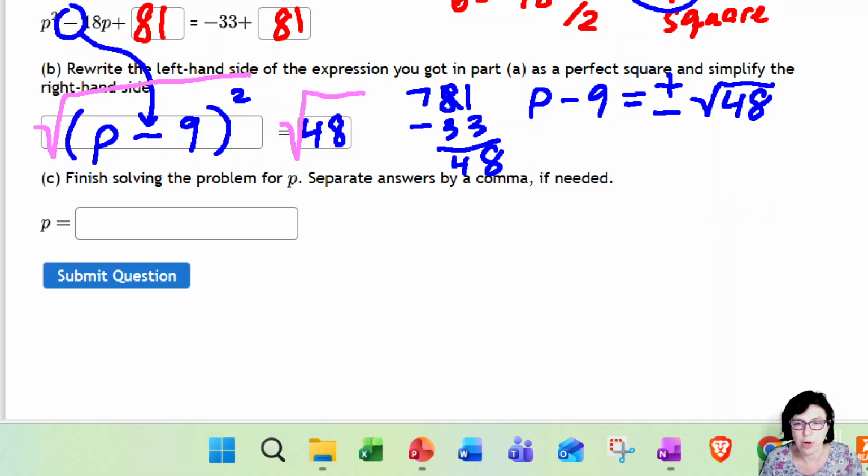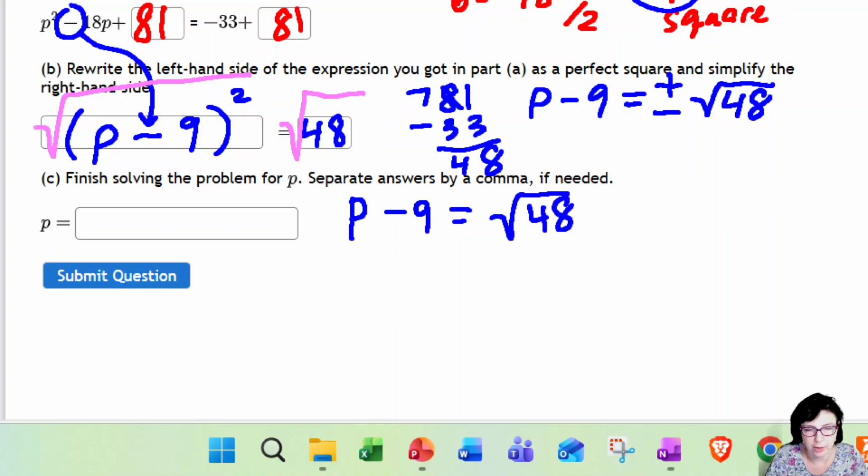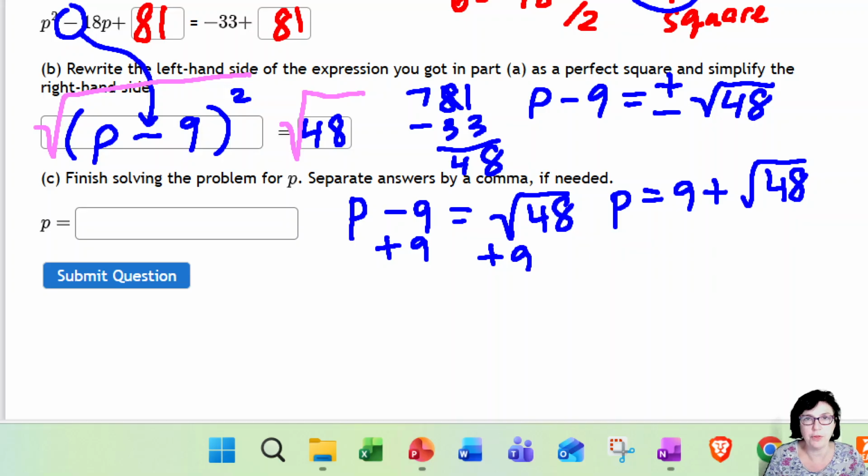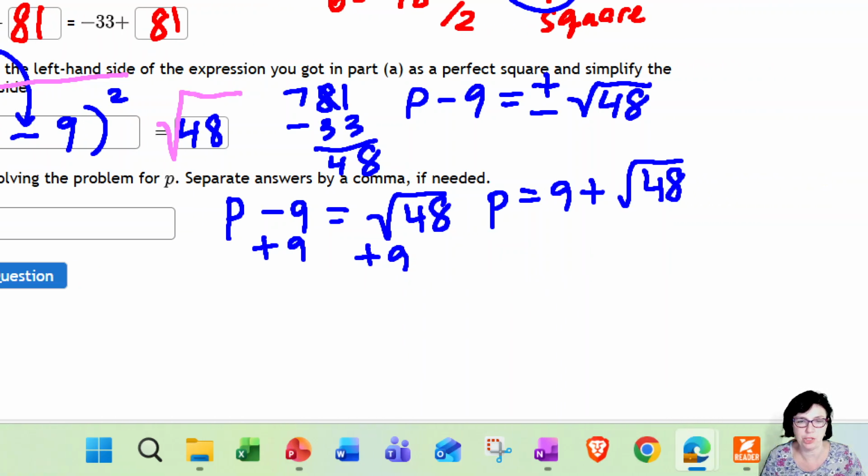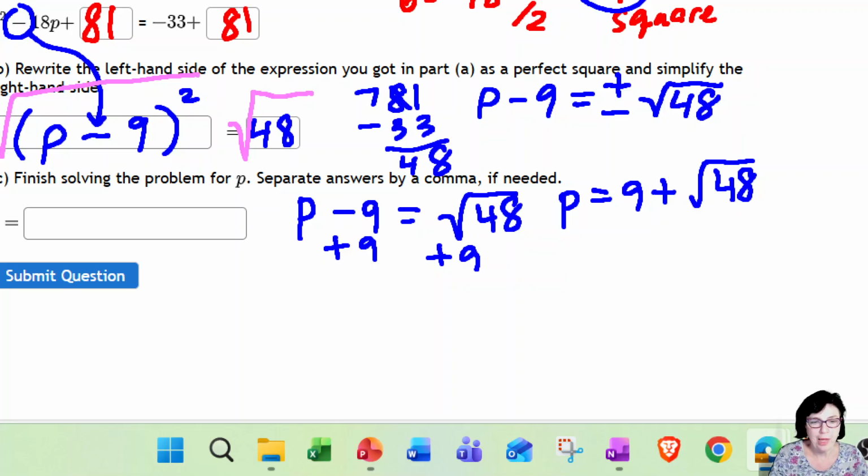Now, how do we write the final answer? Well, there'll be two of them. So we're going to get p minus 9 equals square root of 48. That's one answer. And the other one, which by the way, okay, so let's just add 9 to both sides. So that answer is going to be 9 plus square root of 48. Never try to combine the number and the square root. They're not combinable.